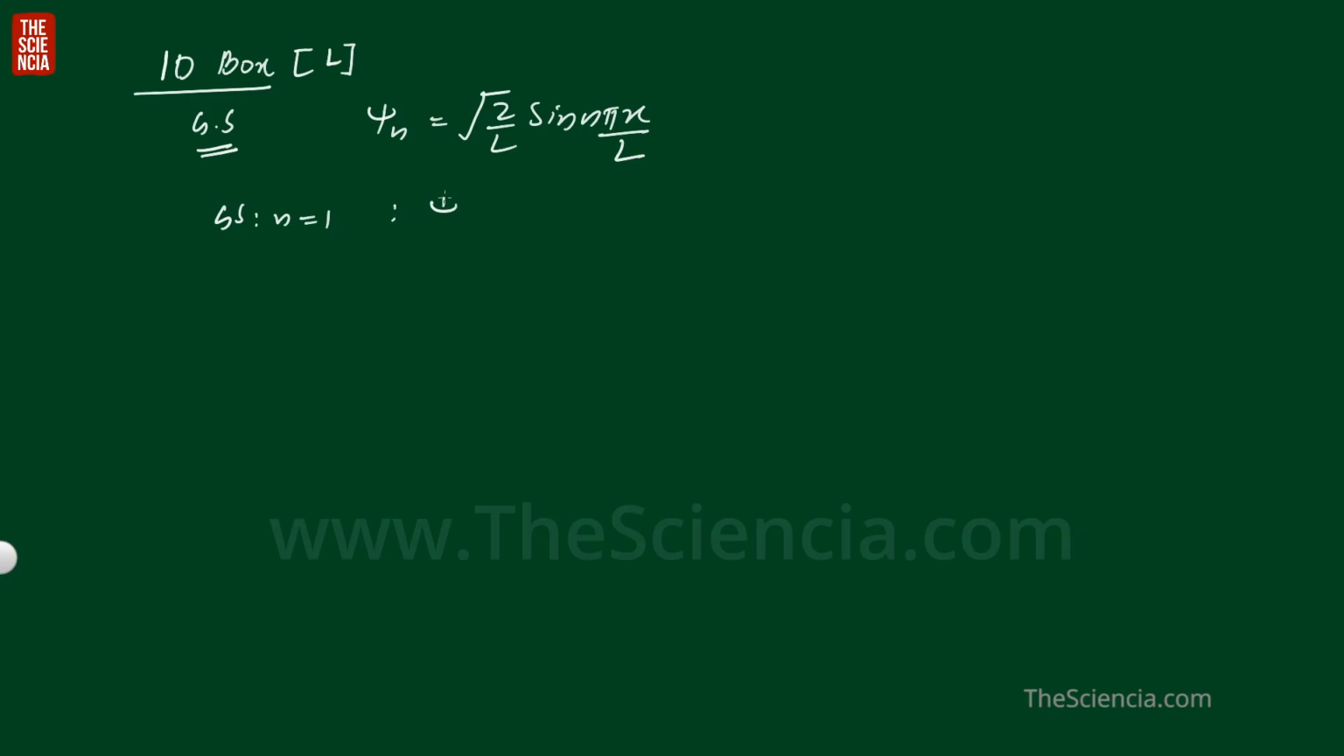So the wave function is psi 1, that is equal to root 2 by L sine pi x by L. Now my question is, what is the probability? Here this wave function is normalized. That means if you are integrating the modulus of this wave function over the region 0 to L, you get a value equal to 1. But now I want to find out what is the probability of finding the particle from 0 to L by 2 and what is the probability of finding the particle in between 0 to L by 4.